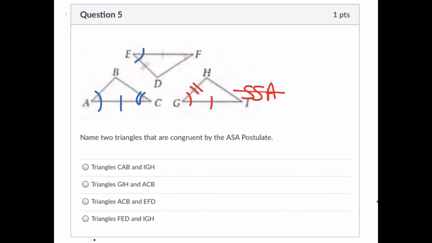And this one up here looks like it has two angles and two sides. So the blue triangle can be proven angle, side, angle. Notice the side in between the angles. And the yellow triangle could also be, because here's an angle and the side between the two angles. So the correct answer is triangles ACB and EFD.